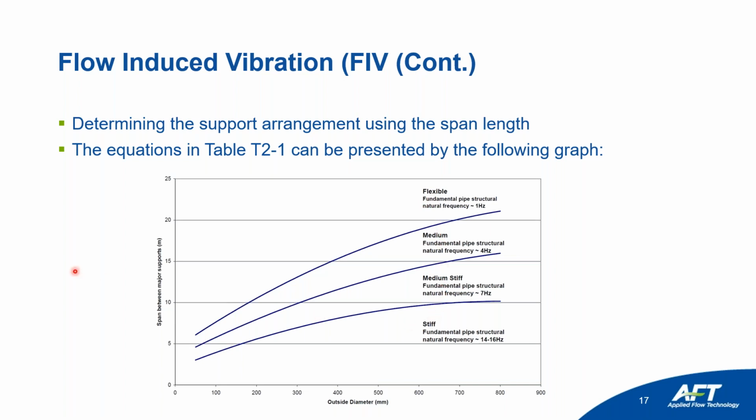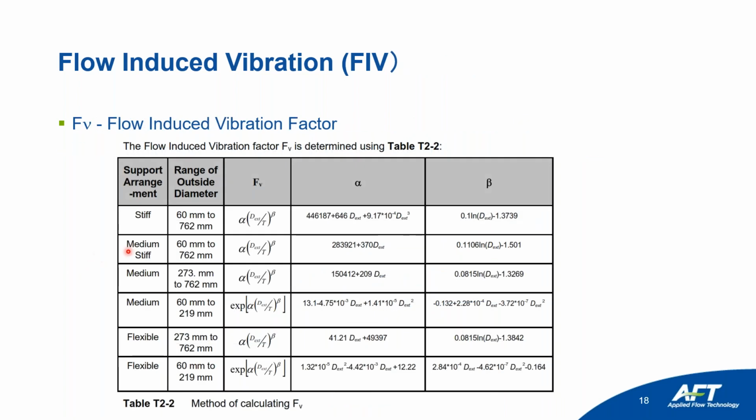Once your system is qualified as stiff, medium, or flexible, it calculates alpha and beta factors to calculate your FB using the external diameter. So your system is qualified as stiff or medium, and the AFT spreadsheet will calculate the FB factor for you. And with that, the LOF is calculated.